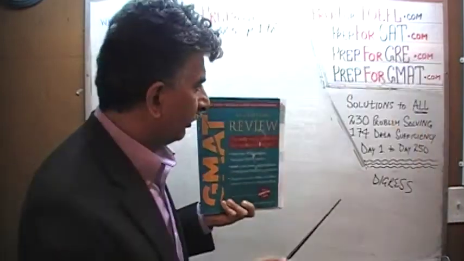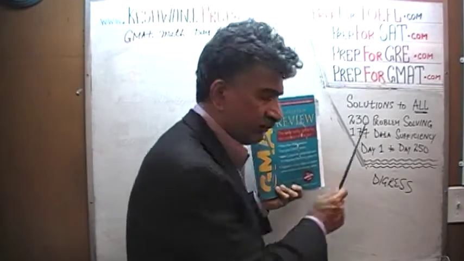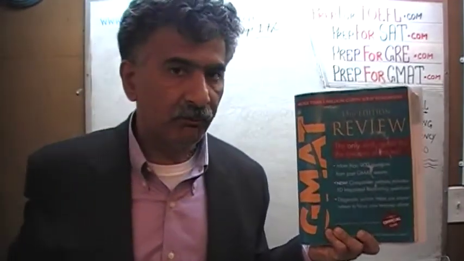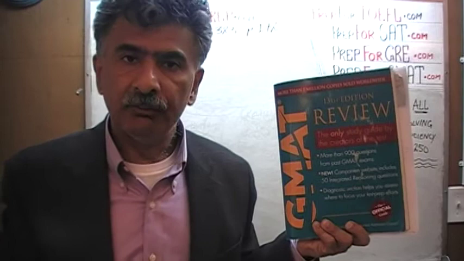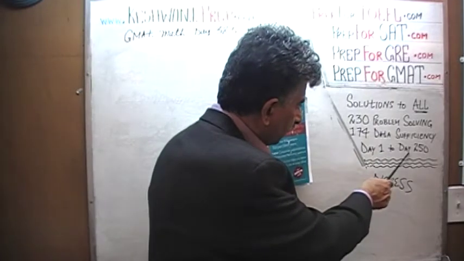The book contains 230 problem solving questions. It has 174 data sufficiency questions. We have already solved every single one of those math problems. If you're interested in watching the original solution to any one of these problems, you will find the original solutions from day number 1 through 250.